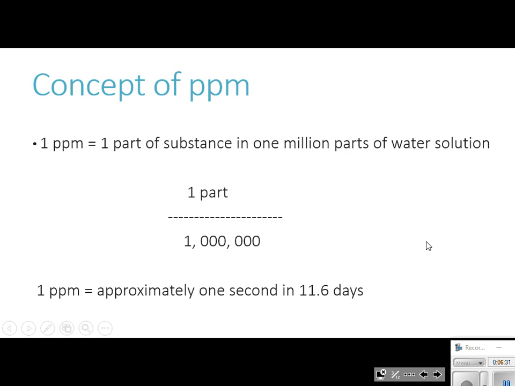1 part per million, just to give you a perspective. 1 part per million is approximately 1 second in 11.6 days. So it is a very, very small number.